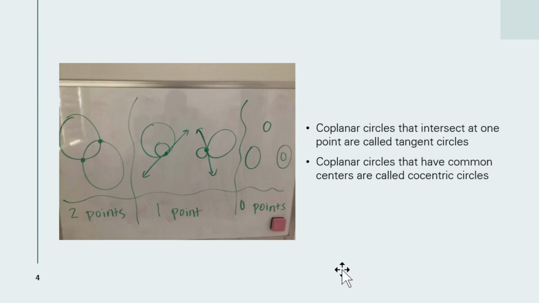Coplanar circles that intersect at one point are called tangent circles. Coplanar circles that have common centers are called concentric circles. So this would be a tangent circle. This connects at 2 points, and these circles connect at no points.